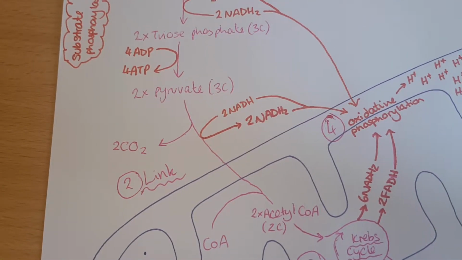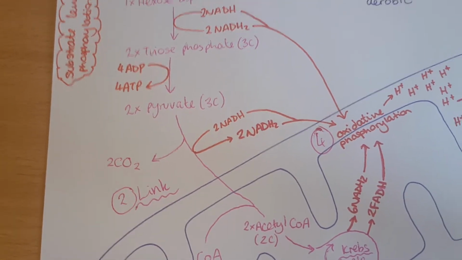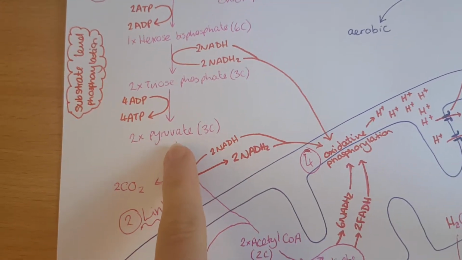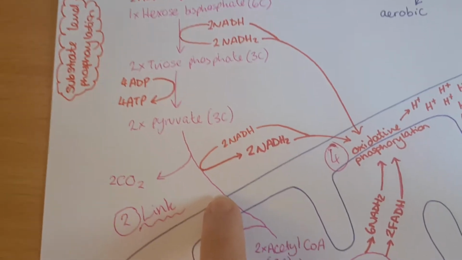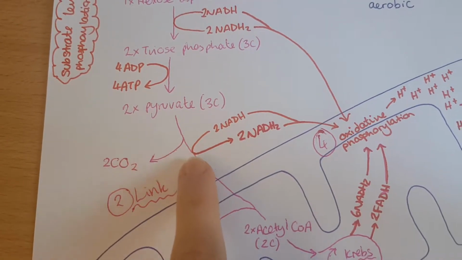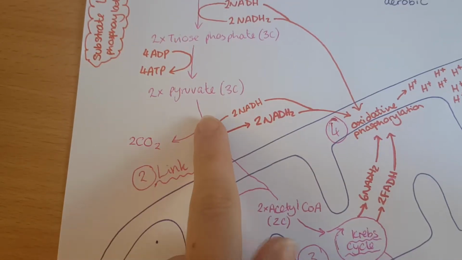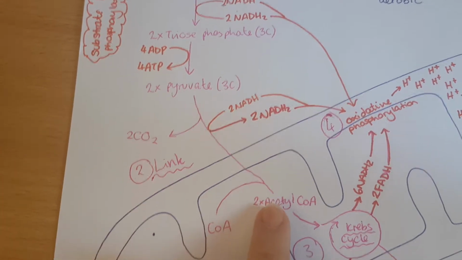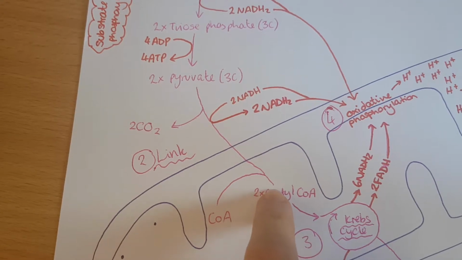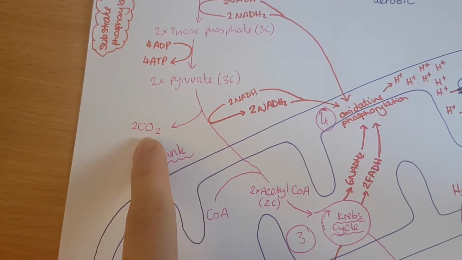Pyruvate is sort of the end molecule of glycolysis. So we've got 2 of those. They're 3 carbons each. Okay, these are then picked up by the link reaction. The link reaction involves moving pyruvate into the matrix of the mitochondria. In that process, though, it's converted to an acetyl group, which means removing some carbon. So we remove 1 carbon from each pyruvate molecule, and that's lost as carbon dioxide.